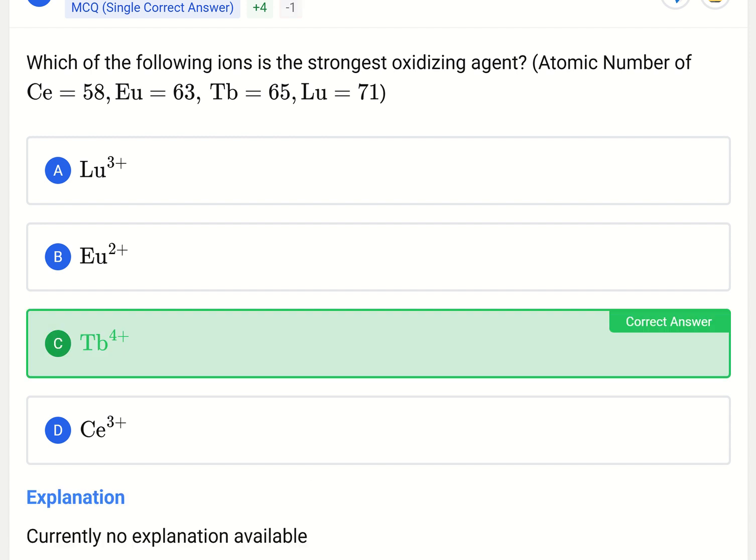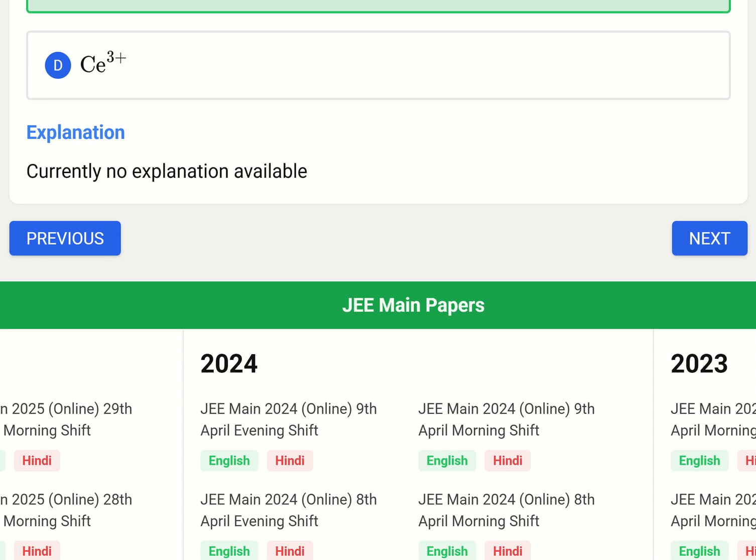Okay, so these were the 20 questions. After 20 questions, only 2 or 3 were of that level that it would have taken time. So moving to the next question, that is the integer type questions.